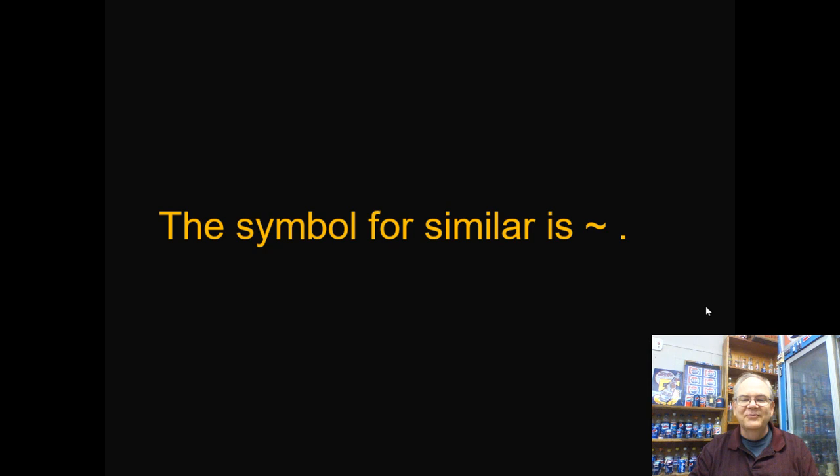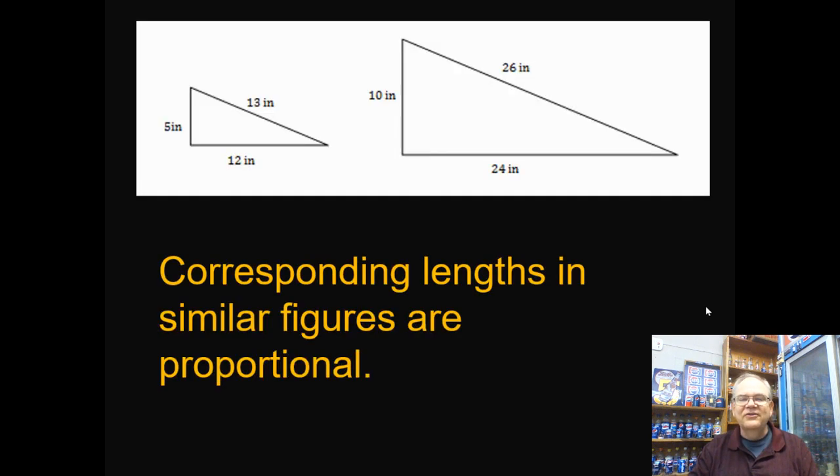The symbol for similar is just a little squiggle that looks like it belongs in Spanish class. But the thing that's important about similarity is that corresponding sides in similar shapes are always proportional. If you look at the two triangles there, each side that's in the same place is twice as long in the big one as it is in the small one. So they've been increased by the same amount. They're proportional.